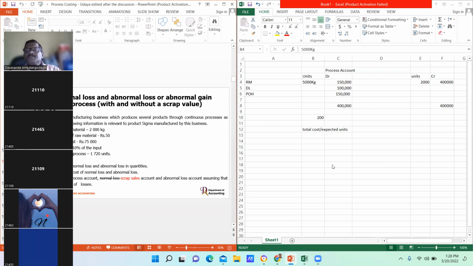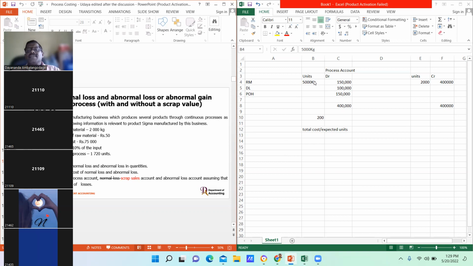Just read the example. Okay. Now, Colombo PLC's manufacturing business produces several products through a continuous process as large batches. The following information is relevant for the product Sigma manufactured by this. This is the Sigma manufacturing.